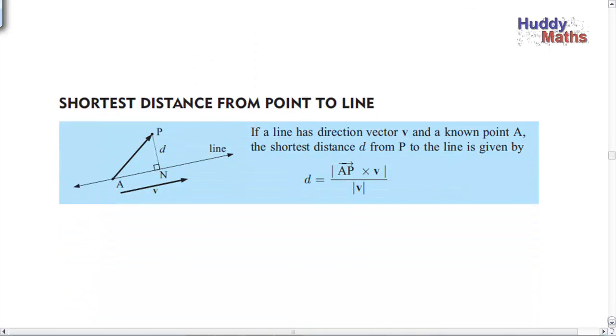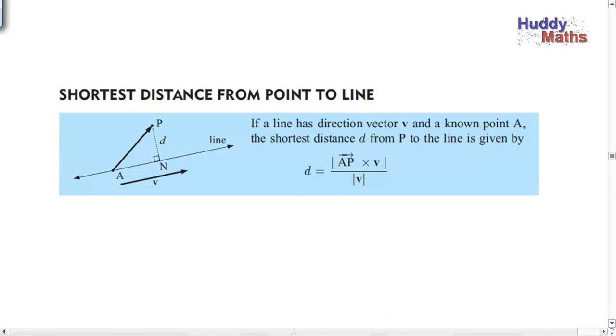Okay, here we are, we're building up. How would you find the shortest distance from a point to a line? So here we have an idea. We have a line, and we're trying to work out the distance of point P to the line. So that's this distance here. The shortest distance is the perpendicular distance. So get a picture here.